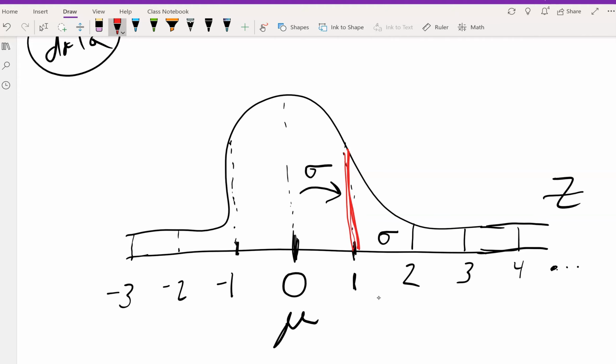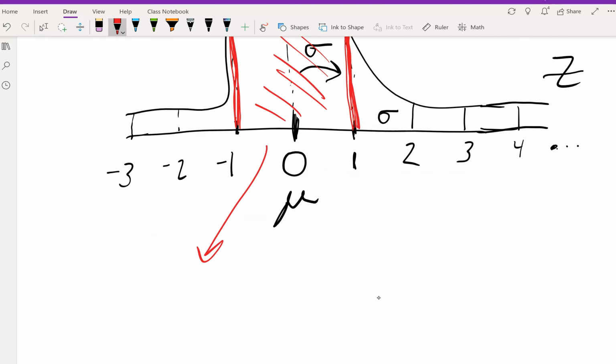For example, let's say I would love to know how much area is bounded between -1 and 1. That would be an awesome thing to know. How much area fits right there? I would love to know that. That would be the area between 1 and -1 in the z-curve. That's really what it is. It's the area between the 1 and -1 z value.